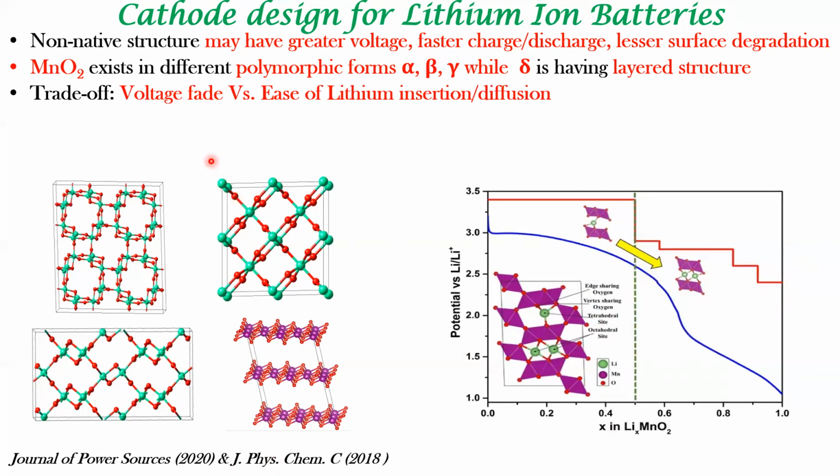So what is the trade-off here? Again, the trade-off is related to contravarying and covarying properties. If you want to improve the voltage, you're going to make a compromise on the stability.